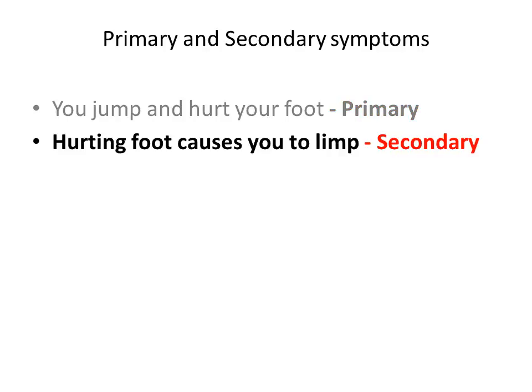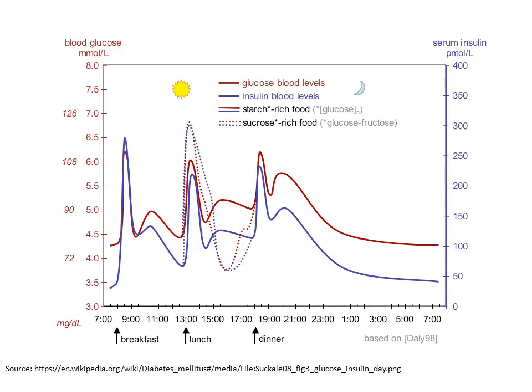Because of the foot hurting, I now start to limp. This limping is a secondary symptom following the jump. It is indirectly caused by the jump. I could have broken my arm instead in the fall and I would not be limping. The important thing is that the foot hurting causes me to limp. The take-home message is that there are primary and secondary symptoms, and that the primary symptoms cause the secondary symptoms.